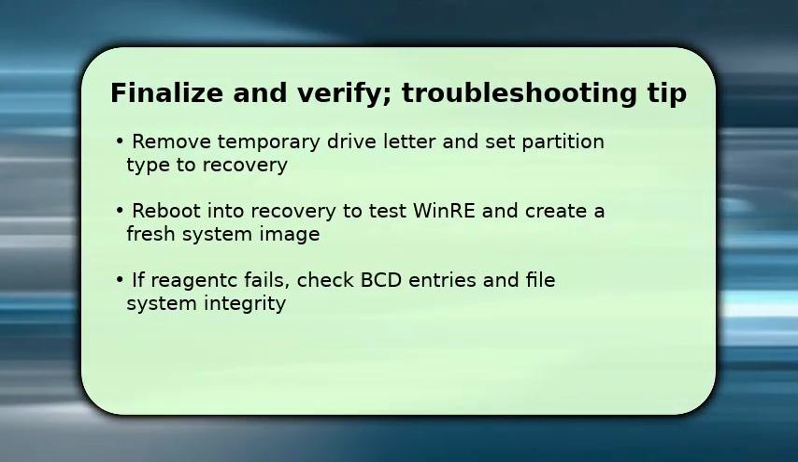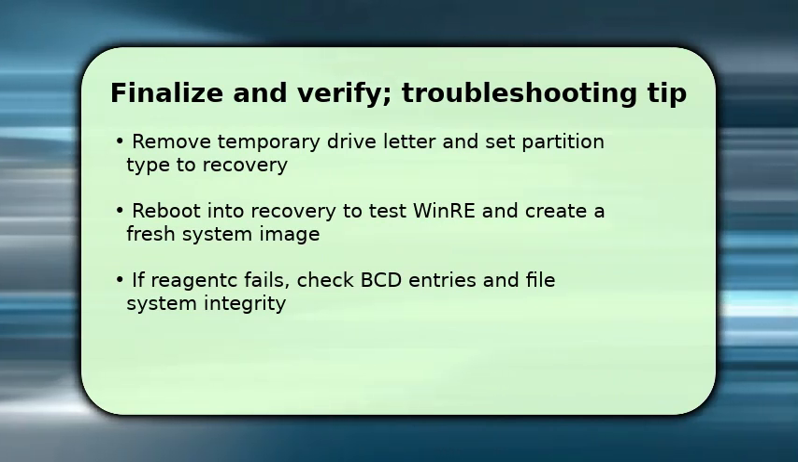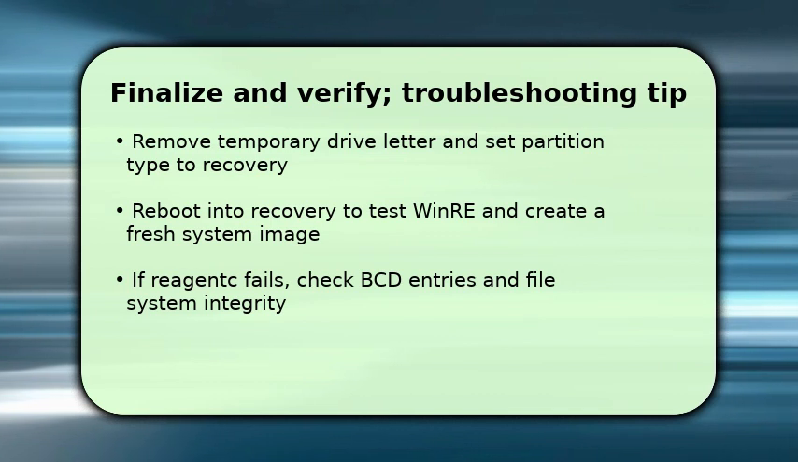Finish by removing the temporary drive letter and changing the partition type to the Windows recovery GUID so it's hidden and protected. Reboot and press the recovery key to validate WinRE launches. Then create a fresh system image or recovery drive to confirm restore paths work.